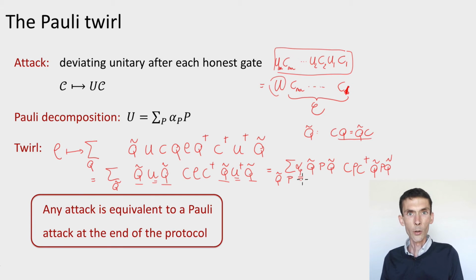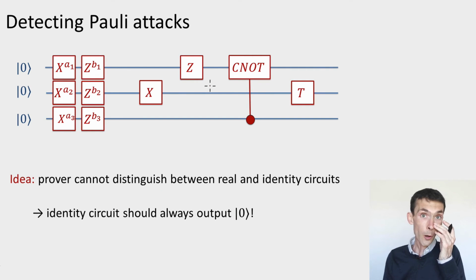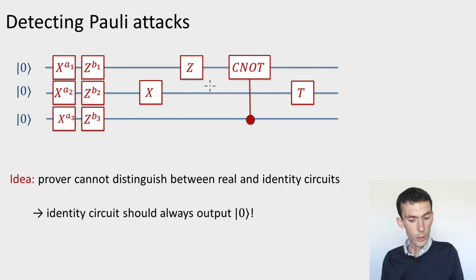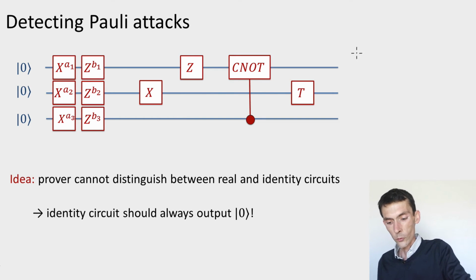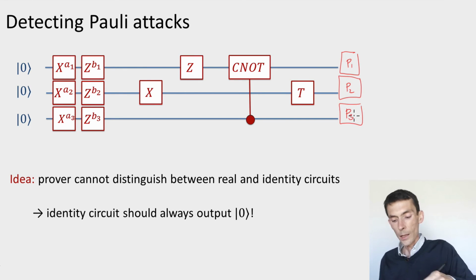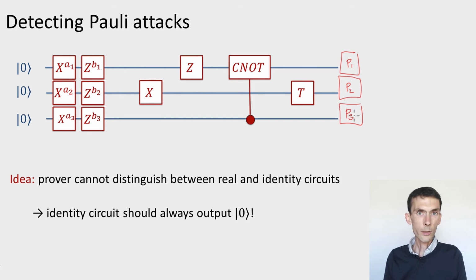That's the last step of the security proof. Let's look at it. Alright, so what does a Pauli attack look like? This is again our execution of the circuit, and the Pauli attack is something that's going to be performed at the end of the protocol here, where the prover would apply any Pauli that he wants, P1, P2, P3 on the qubits. And our goal is to detect such a malicious attack of the prover. And the idea is going to be a very neat idea.